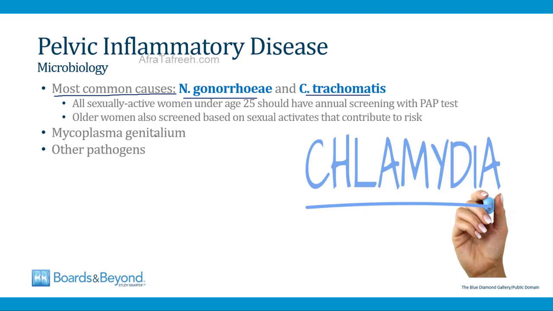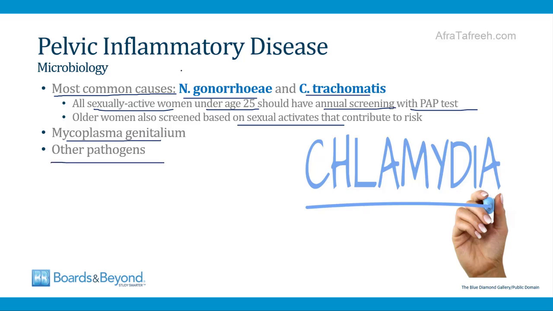And so because gonorrhea and chlamydia are common infections and because they can lead to PID, all sexually active women who are under age 25 should have annual screening for infection with gonorrhea and chlamydia along with a Pap test. We also screen women who are older than age 25 if they're sexually active and they're at risk for infection. Besides gonorrhea and chlamydia, some other potential causes of pelvic inflammatory disease are Mycoplasma genitalium, another less common cause, and there are also many other pathogens, but the two main causes are gonorrhea and chlamydia.